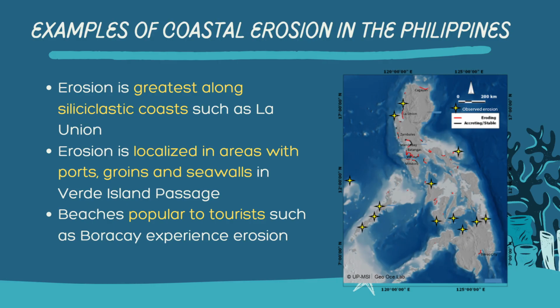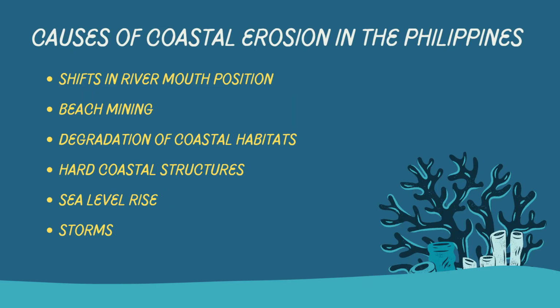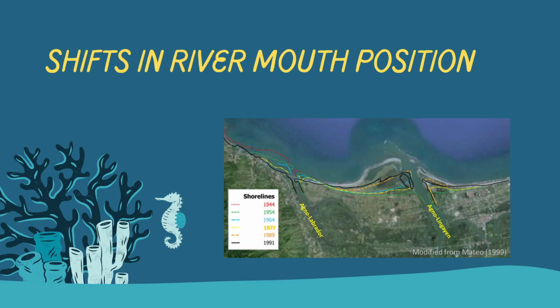The following are the main causes of coastal erosion in the Philippines: shifts in river mouth position, beach mining, degradation of coastal habitats, hard coastal structures, sea level rise, and storms. Shifts in river mouth positions.